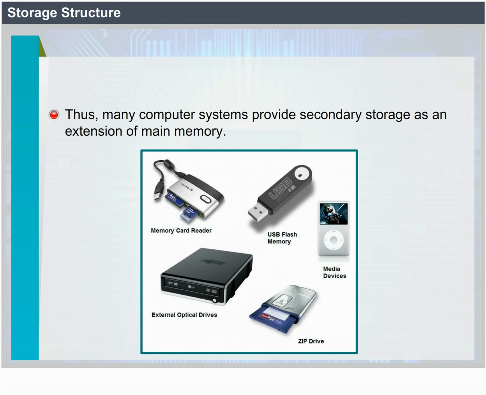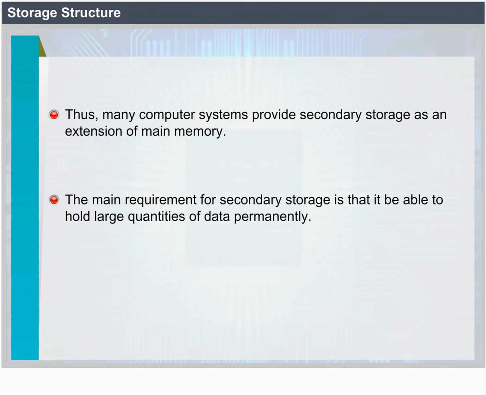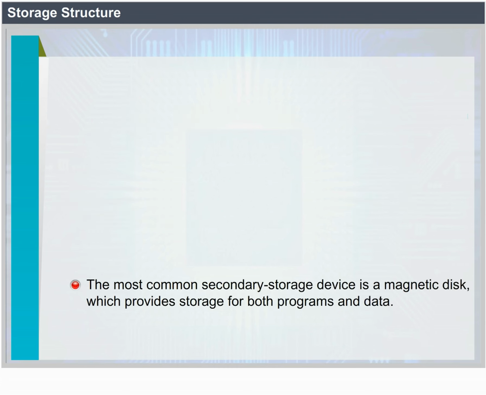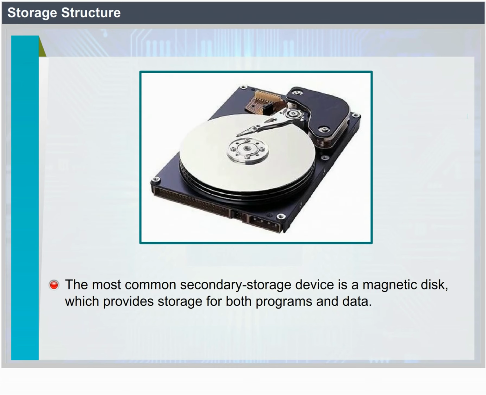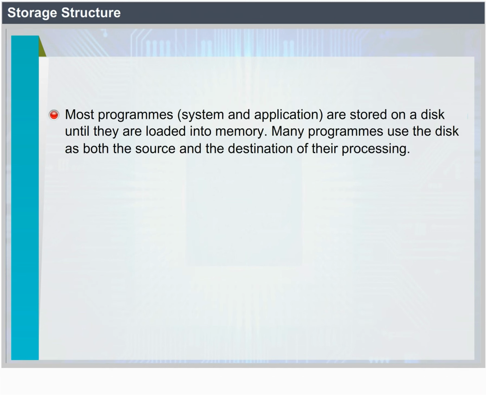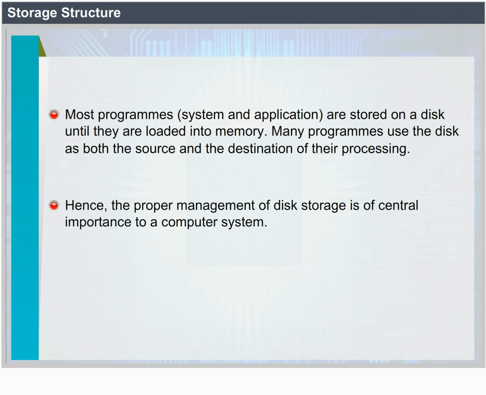The main requirement for secondary storage is that it be able to hold large quantities of data permanently. The most common secondary storage device is a magnetic disk, which provides storage for both programs and data. Most programs, system and application, are stored on a disk until they are loaded into memory. Many programs then use the disk as both the source and the destination of their processing. Hence, the proper management of disk storage is of central importance to a computer system.